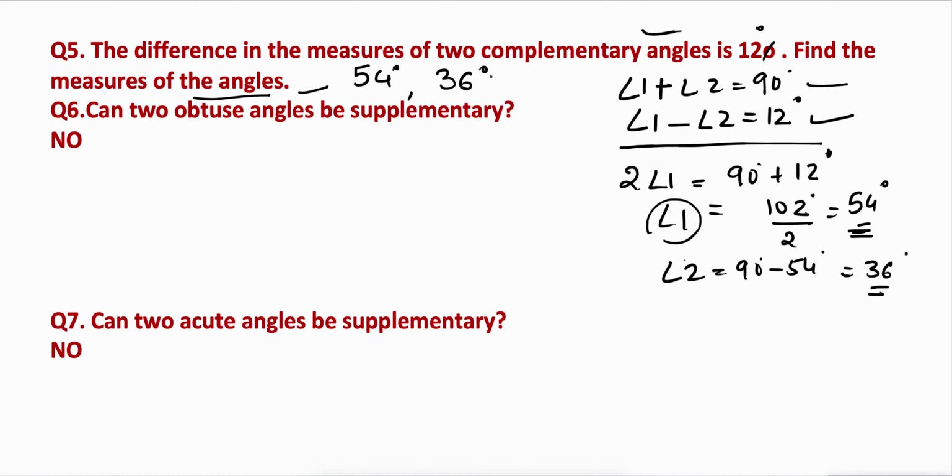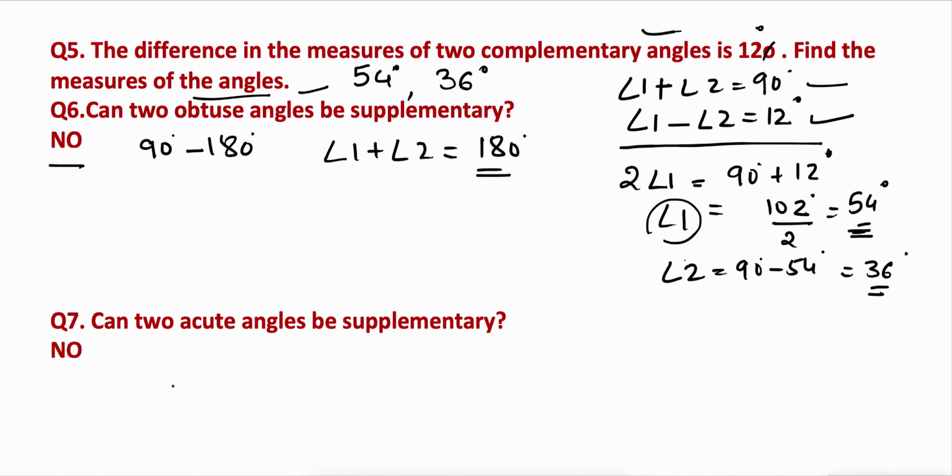Now let's see another question. Can two obtuse angles be supplementary to each other? The answer is no, because an obtuse angle is an angle between 90 and 180 degrees, and for supplementary angles, angle 1 plus angle 2, their sum should be equal to 180 degrees. So if each angle is greater than 90 degrees, their sum cannot be equal to 180 degrees.